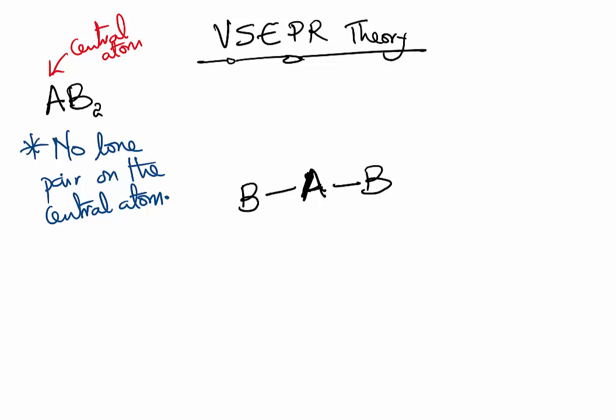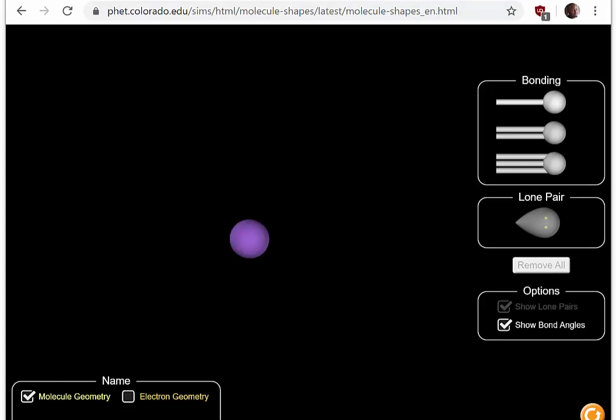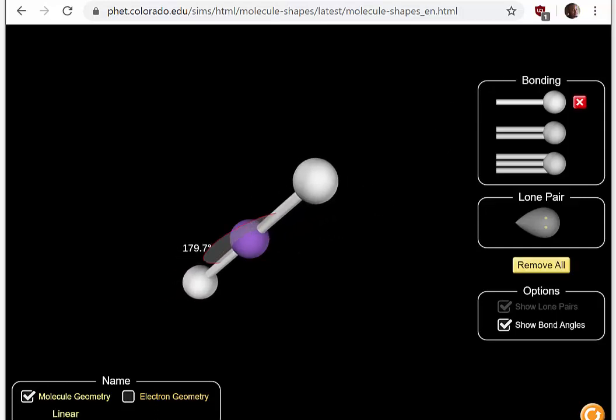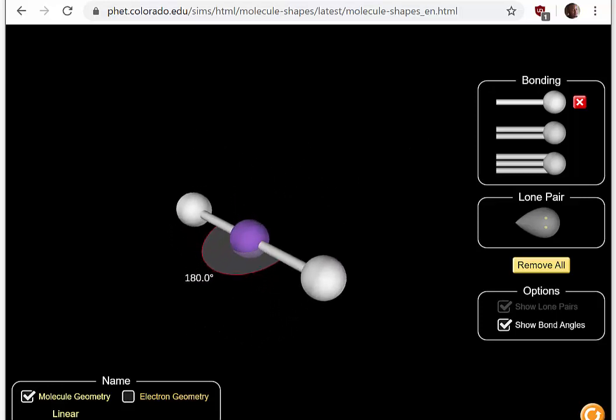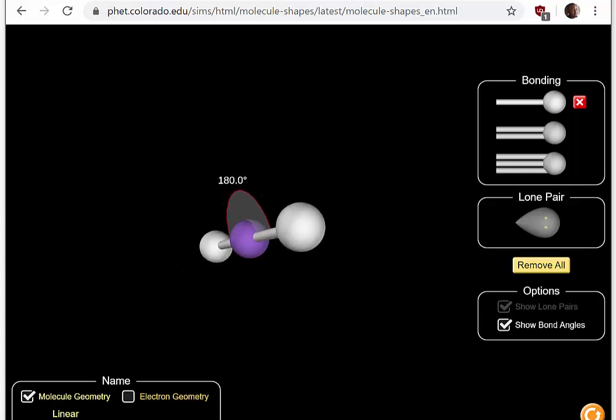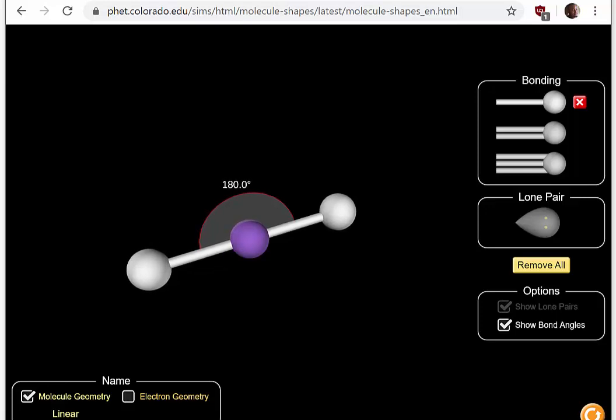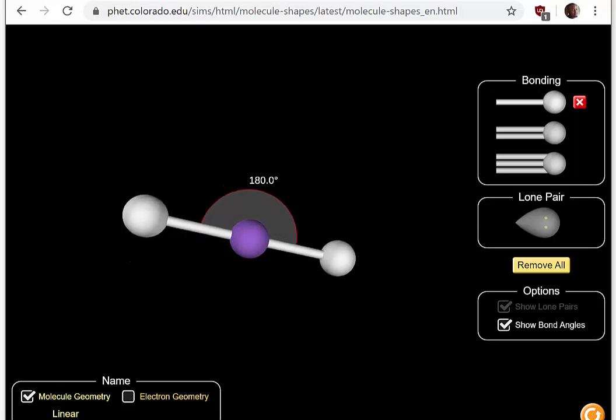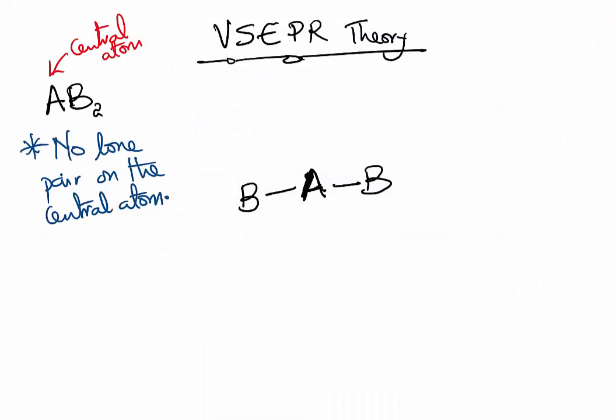Let us take a look at the model of a molecule that has no lone pair on the central atom and has 2 outer atoms. Now, the central atom is the purple atom. Let us connect one atom to it and then connect another atom to it. This is the best possible shape we can get for any molecule that has 3 atoms and the central atom has no lone pair on it. And if you look at the molecular geometry at the bottom, it also says linear. So the molecular geometry for AB2 type molecule is linear. Let us take a look at an example of this.